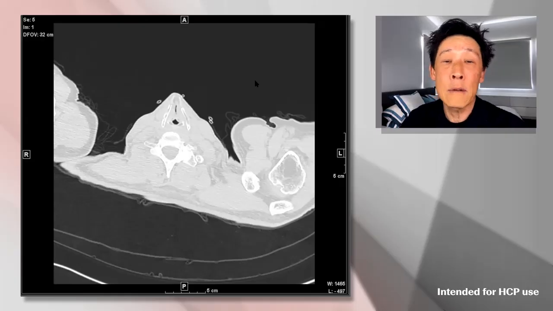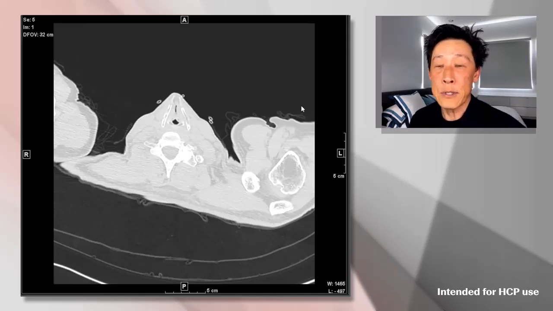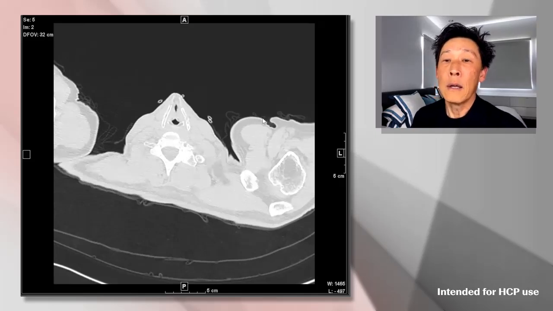All right, so let's look at another case of UIP. Just to reiterate, we want to see honeycombing first and foremost. We will see some reticulation, and we'll see some traction bronchiectasis and bronchiolectasis. The distribution of these abnormalities should be out in the periphery of the lobes or the lung and favor the lung bases. So let's go ahead and take a look.